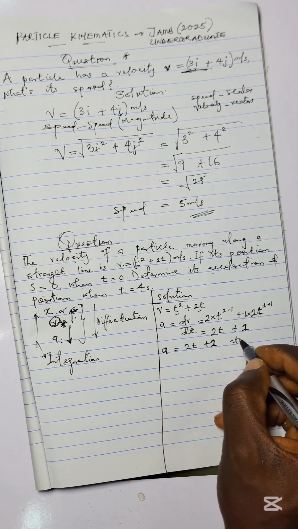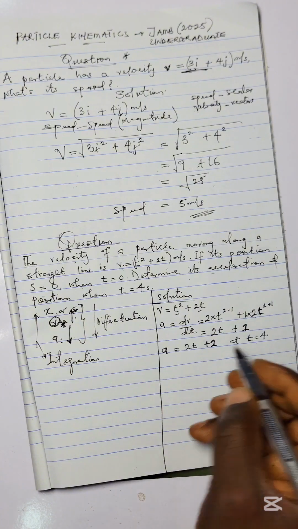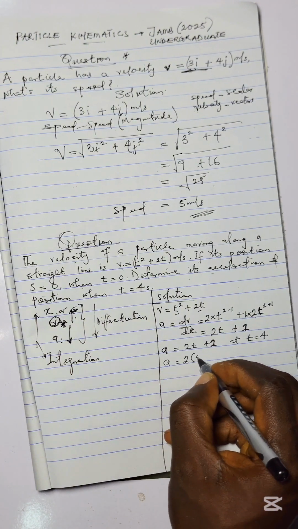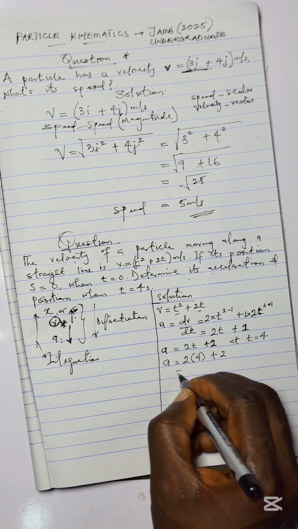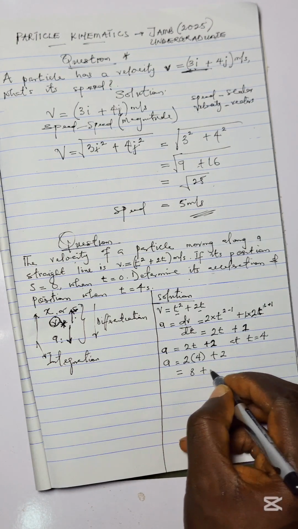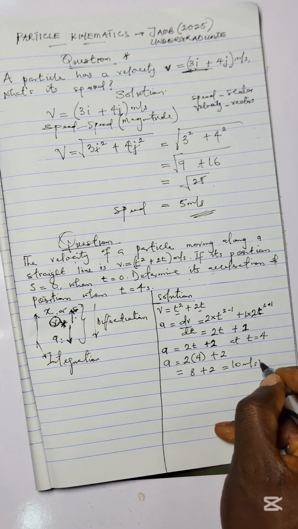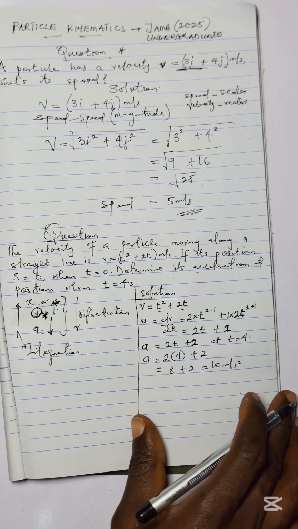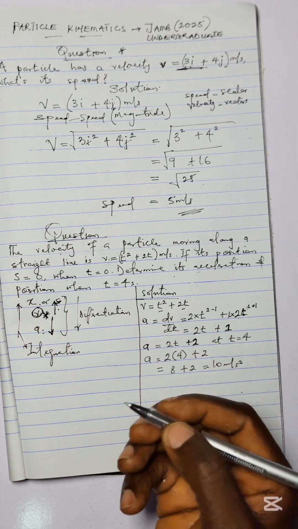Now at time t equals 4, that means anywhere we have t here, we substitute 4. We have A equals 2 bracket 4 plus 2. So 2 bracket 4 is 8, plus 2. So everything gives us 10 meters per second squared. That's our acceleration.